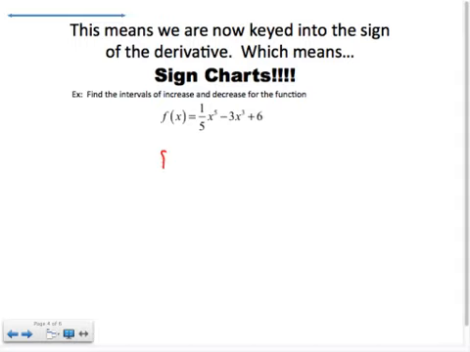So we need to analyze the sign of the first derivative to do that. So f prime of x is equal to 5 times 1/5, which gives me 1, so x to the 4th minus 9x squared. I'm going to set this equal to 0 because the numbers that go on my sign chart are whatever makes this derivative 0 or undefined. Nothing makes this derivative undefined because it's a polynomial. So I need to find the zeros. So the zeros are going to be whatever numbers solve this equation.